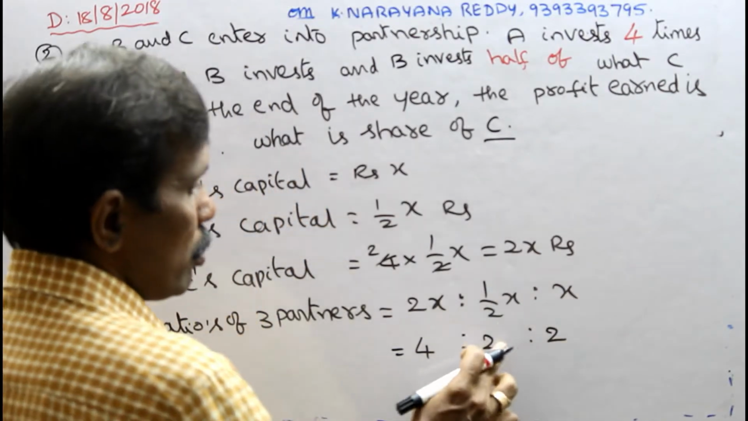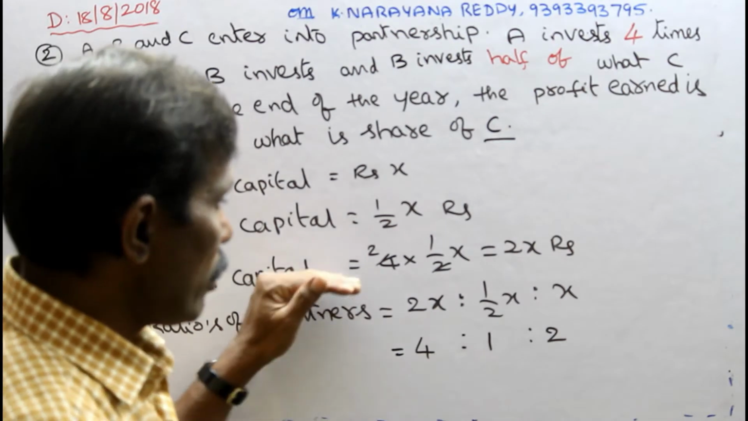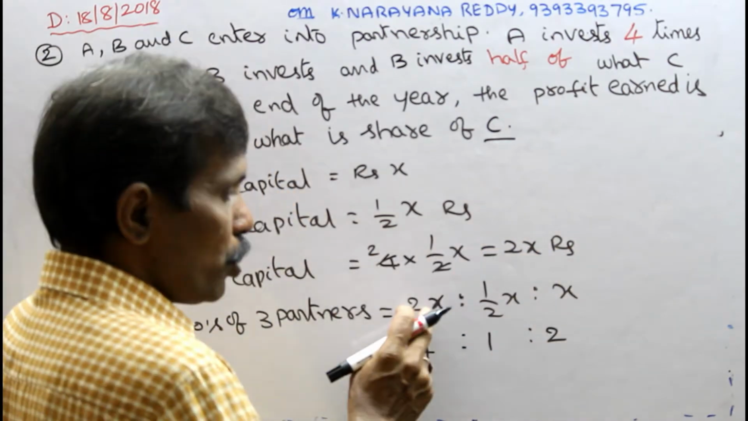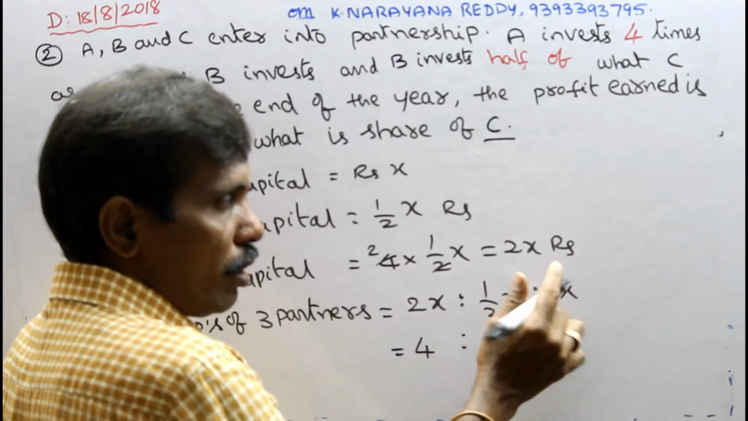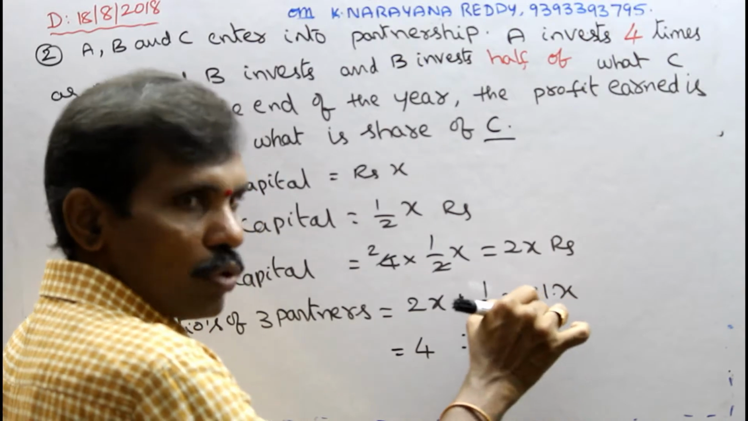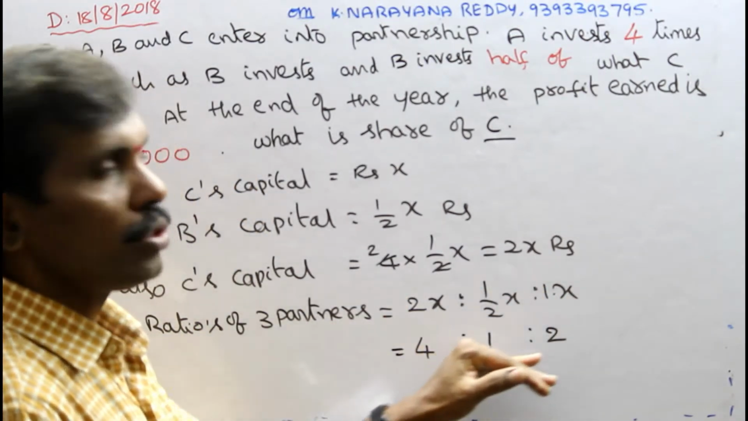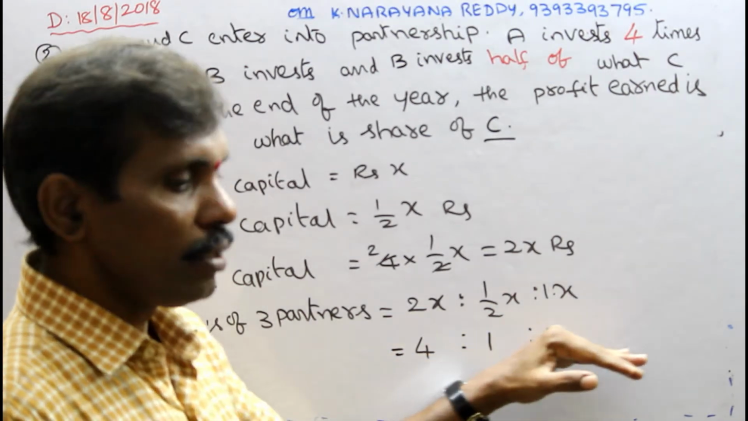2 into 2 is 4, 2 into half is 1, 2 into 1 is 2. Okay, so 4 is to 1 is to 2. This is the shares of A, B, and C.